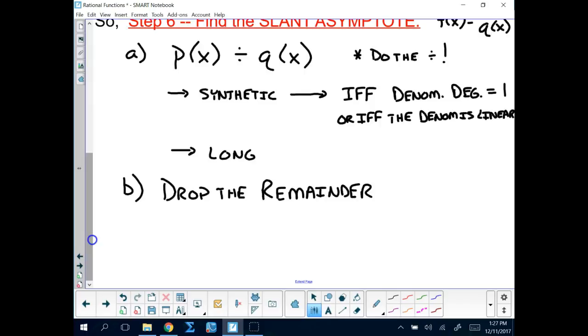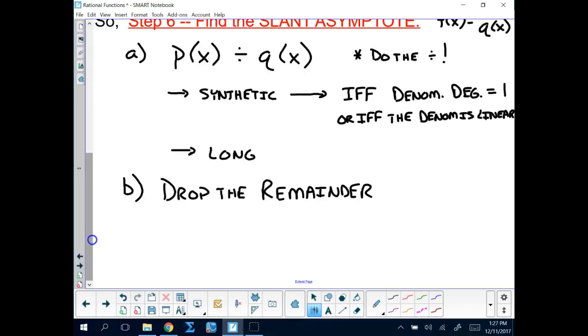Now, because I know you're going to get a remainder there, you're going to drop it. I don't even care about it. Because we're talking at infinity, that remainder is going to be worth nothing. So we're going to literally cross out the remainder. What's left over is your slant asymptote.